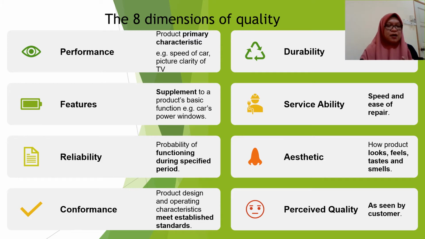For example, car. Aside from seeing whether the speed of the car is good or not, okay, we also see other features, other characteristics. For example, whether the car has the power window or not, the interior of the car is in good condition or not, and so on. Okay. Well, for TV, what are other features that you look into when you buy a TV apart from the clarity of the picture? Of course, you want to see whether the sound is good or not, the weight of the TV, and so on.